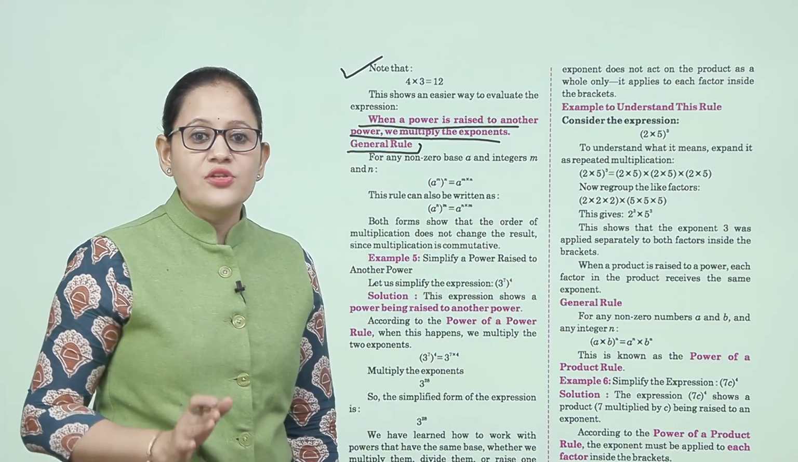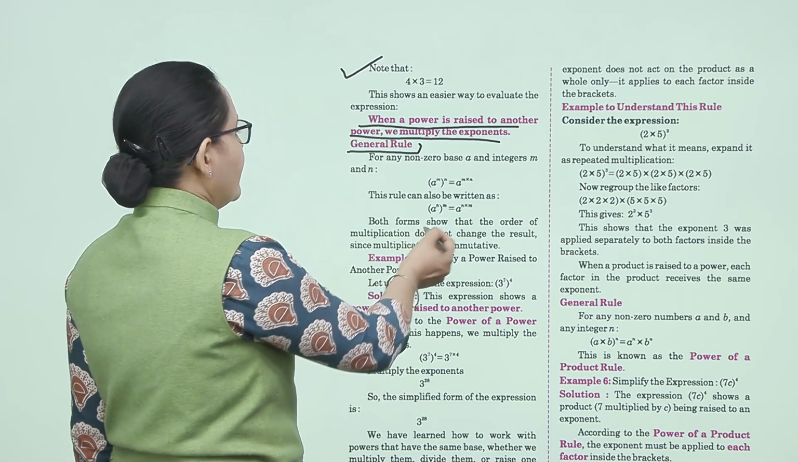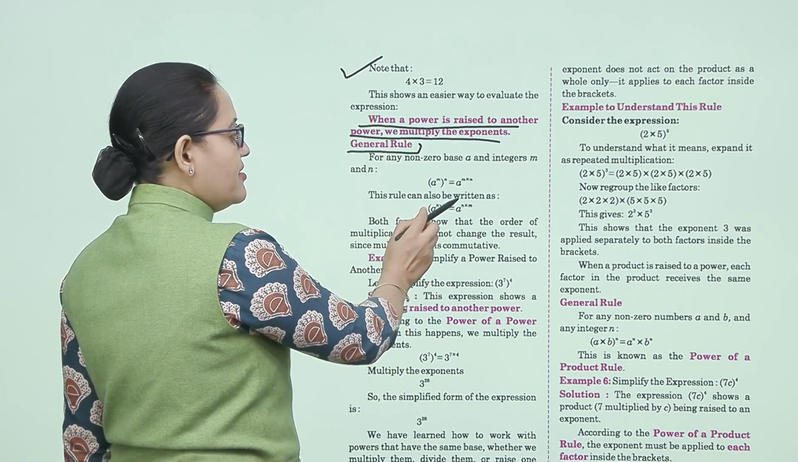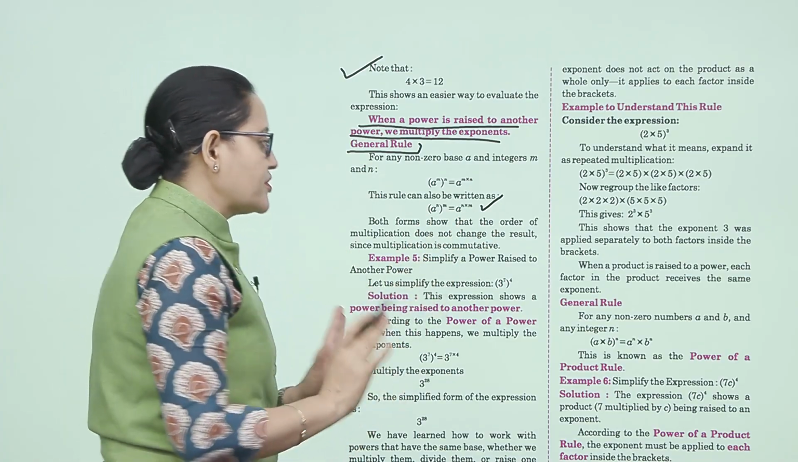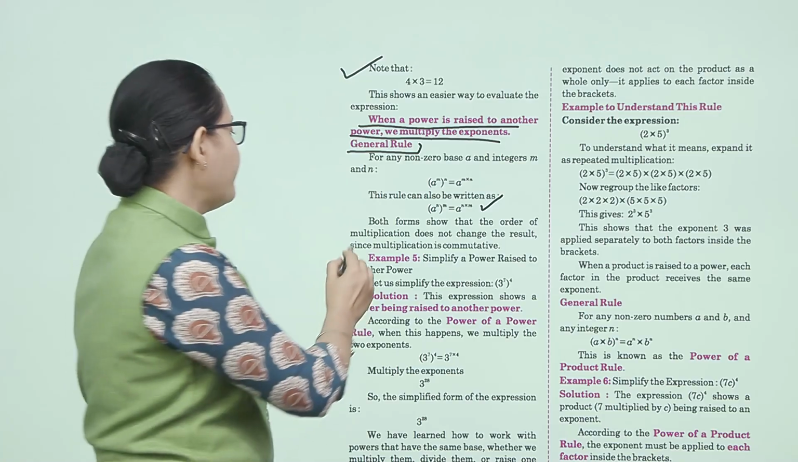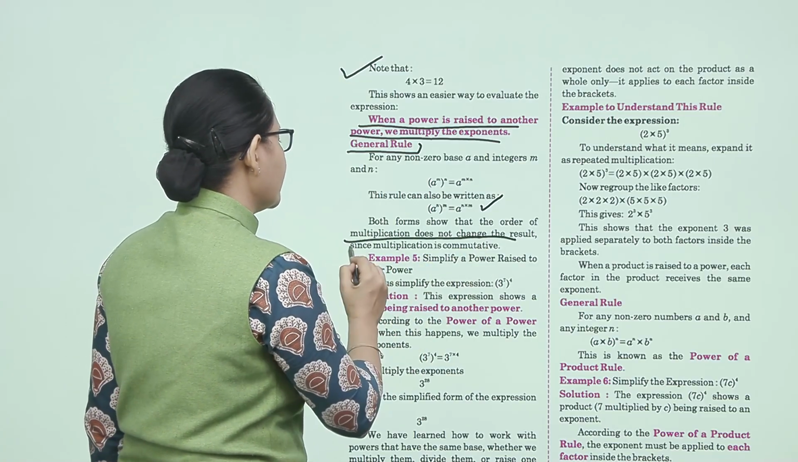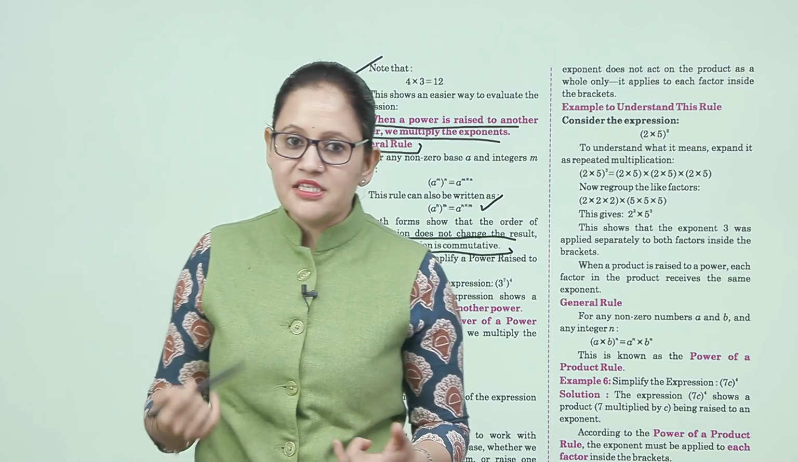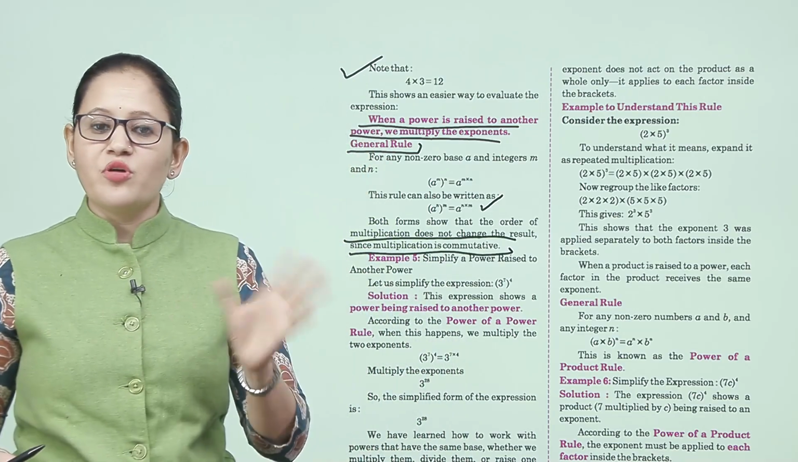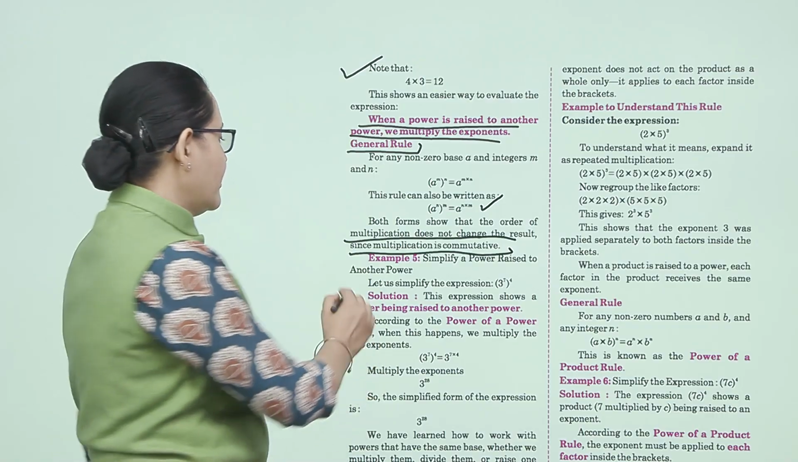This rule can also be written as a to the power n, whole to the power m, equals a to the power nm. Both forms show that the order of the multiplicand does not change the result, since multiplication is commutative. We know multiplication is a commutative property. We can multiply two or more numbers in any order.